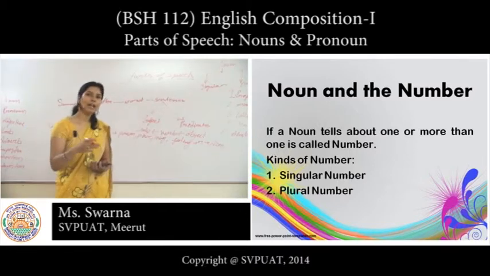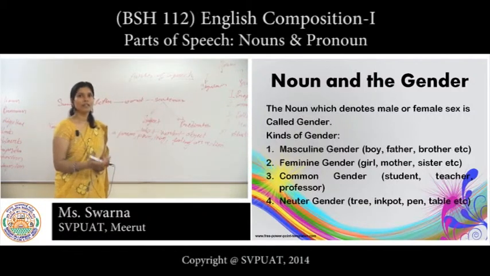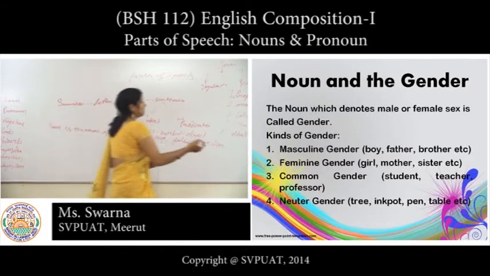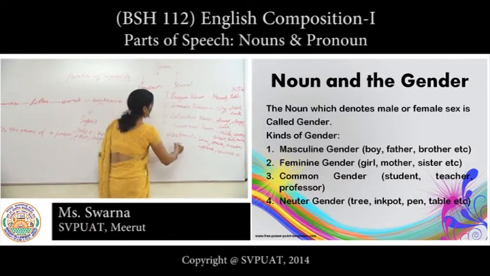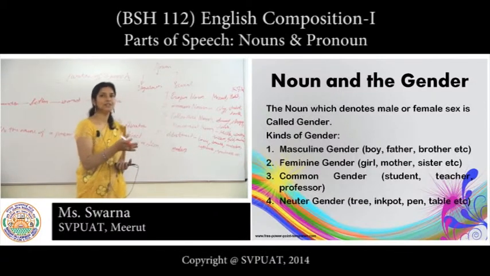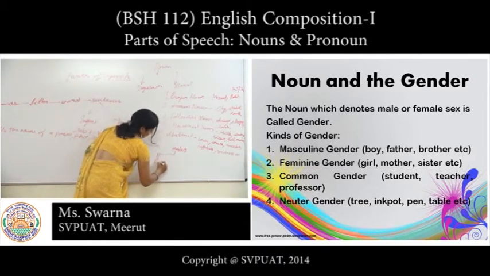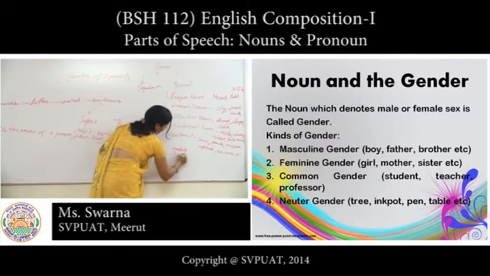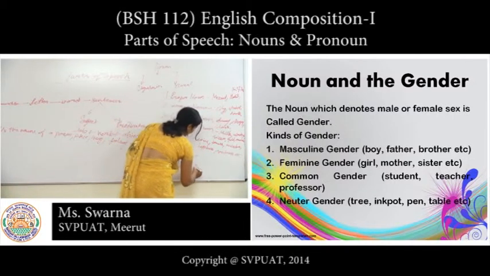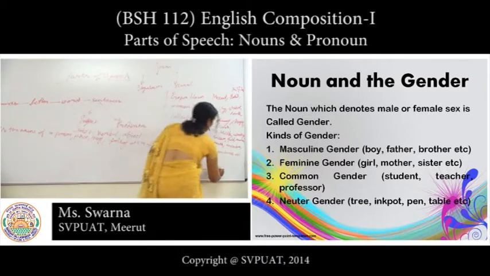Then we should know about what type of noun we use in a sentence. Like, is it a female? Is it a male? Is it a common? Is it a non-living thing? So these categories are named gender. There are 4 types of gender which are used in a noun. Like, first one is masculine gender, second one is feminine gender, third one is common gender, and fourth one is neutral gender.